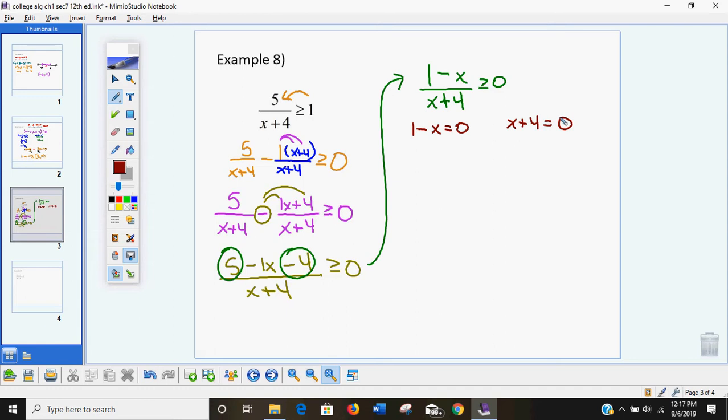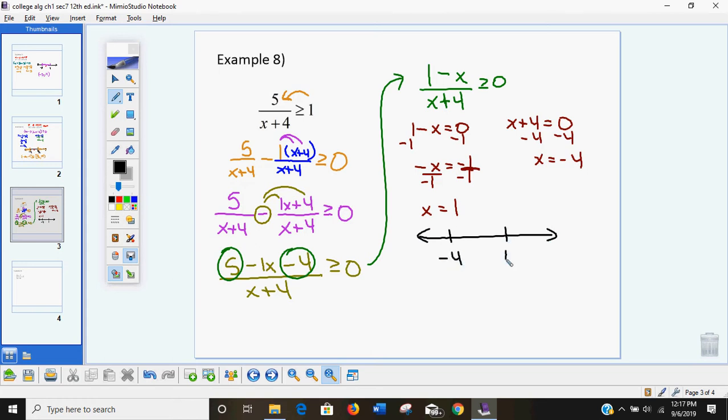So on the left here, let's get the x by itself. I'm going to subtract 1. So I get negative x equals negative 1. I don't want negative x. I want positive x. So I divide both sides by negative 1, and I get x equals positive 1. So that's going to be one of the numbers on my number line. On the right, I need to subtract 4, and I'm going to get x is equal to negative 4. Let's put those on the number line. So we have positive 1 and negative 4. The negative 4 is smaller, so it's obviously going on the left. Positive 1 is larger, it's going on the right.